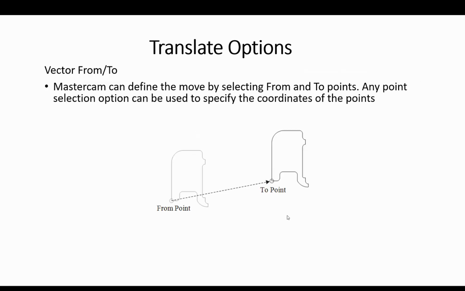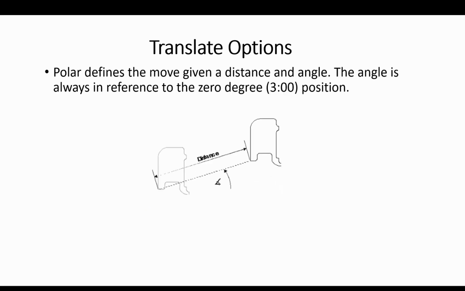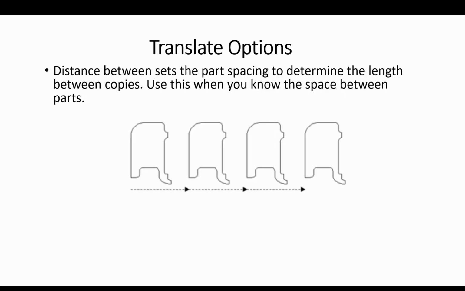Vector from to allows Mastercam to define the move by selecting from and to points. Any point selection option can be used to specify the coordinates of the points. Line sets the direction and length of a move by picking a line. In the example below, clicking where indicated will cause the object to move to the right by the length of the line. Polar defines the move given a distance and an angle.